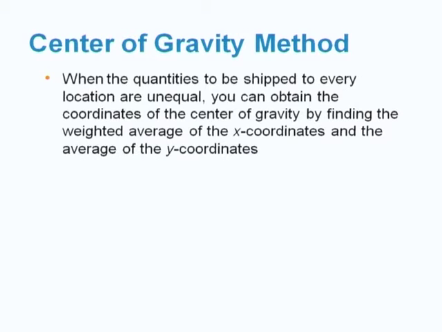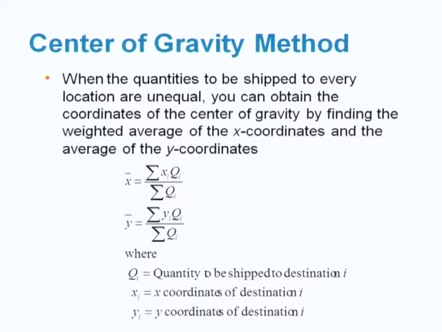When the quantities to be shipped to every location are unequal, you can obtain the coordinates of the center of gravity by finding the weighted average of the x coordinates and the weighted average of the y coordinates using the following formulas, where Qi represents quantity to be shipped to each destination.